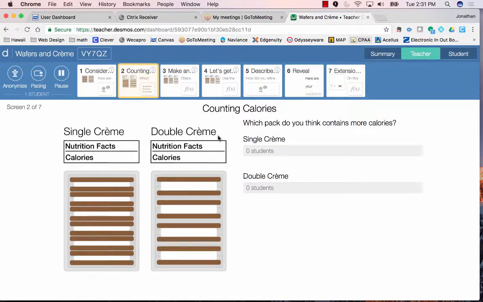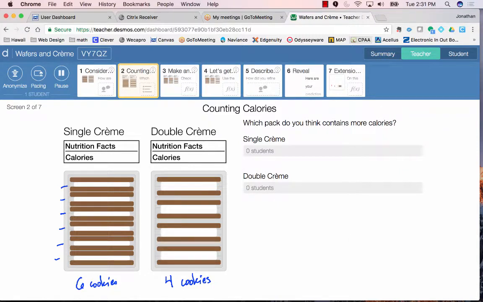So let's think about this. If we have single cream or double cream, which pack do you think contains more calories? Well, we don't have any numbers to go on right now, but you can pick which one you think, and it would depend on if you feel like there are more calories in frosting or more calories in the actual cookie part. So you can make your argument, you can think through it. We'll get to some more information later on. But just keep in mind here, again, we have 4 cookies with double frosting. Here we have 1, 2, 3, 4, 5, 6 cookies, but with less frosting, right?